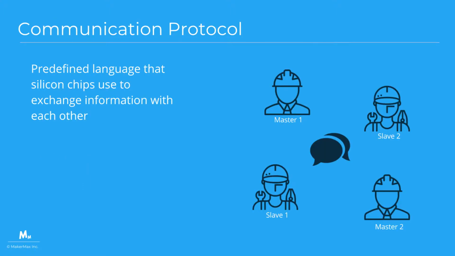So what is a communication protocol? Whenever two intelligent pieces of silicon want to communicate information with each other, they use what's called a communication protocol. Most protocols have a master and a slave device. The master is in charge of starting and ending the communication. In the I2C protocol, the master is also responsible for sending the clock signal to the slave, in addition to starting and ending the communication.